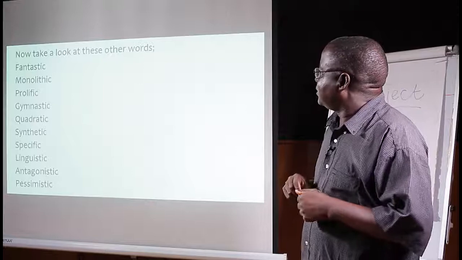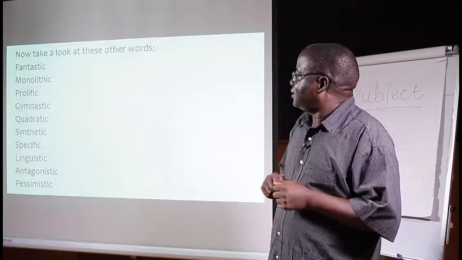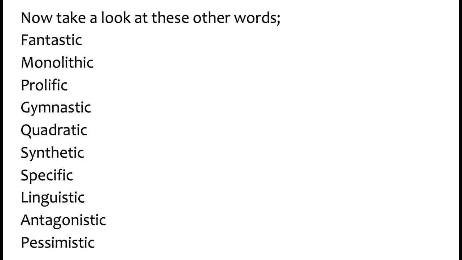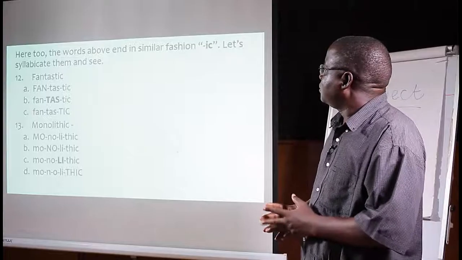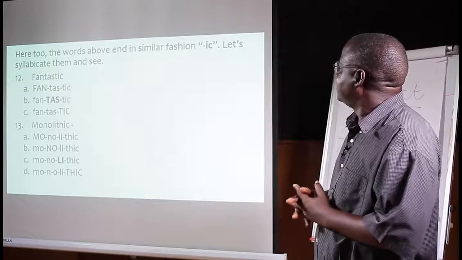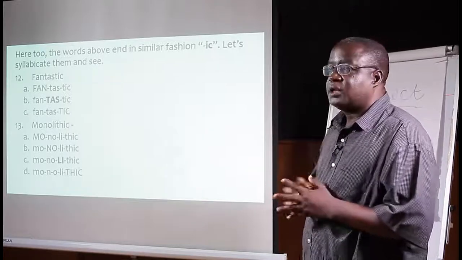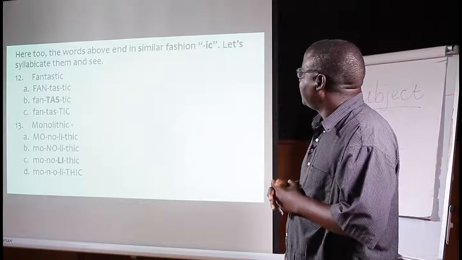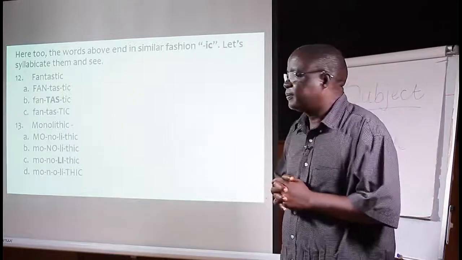Now take a look at these other words. Fantastic, monolithic, prolific, gymnastic, quadratic, synthetic, specific, linguistic, antagonistic, and pessimistic. Here too, the words above end in similar fashion. They all end with IC. Now let's syllabicate them and see.